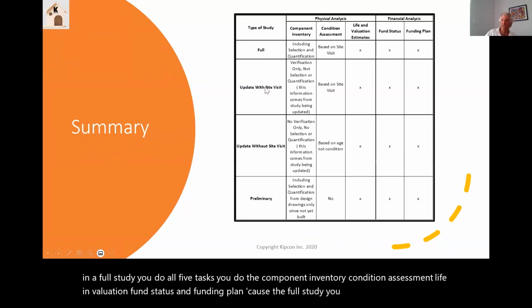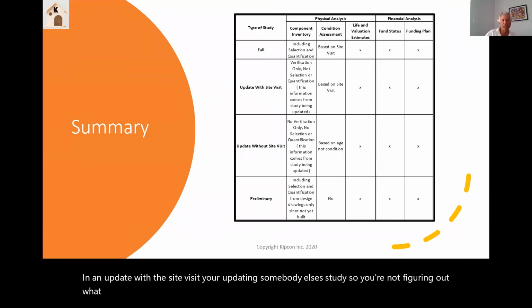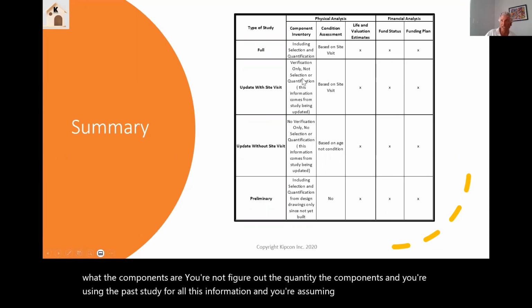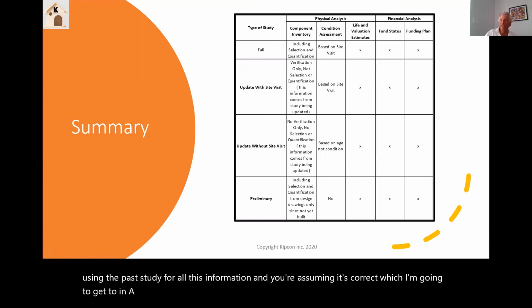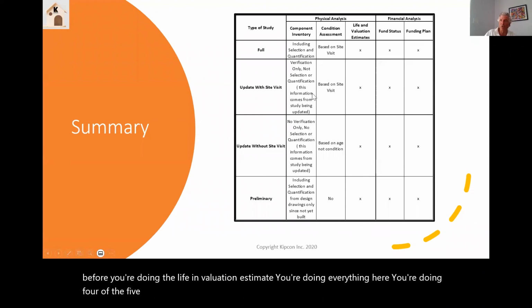In an update with a site visit, you're updating somebody else's study. So you're not figuring out what the components are. You're not figuring out the quantity of the components. You're using the past study for all this information, and you're assuming it's correct, which I'm going to get to in a second. The condition assessment is based on a site visit. Like I talked about before, you're doing a life evaluation estimate. You're doing everything here. You're doing 4 of the 5 tasks because you're not figuring out what the components are or what the quantity is.